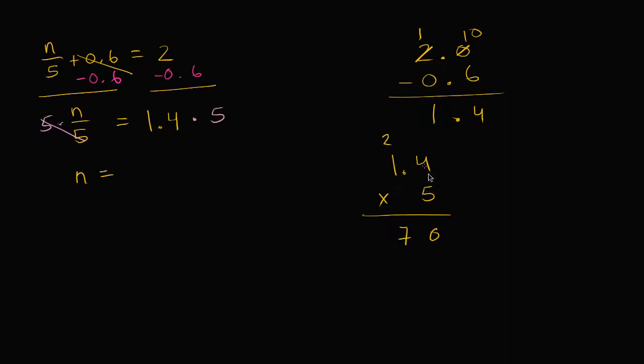And when I look at all the numbers that I'm multiplying, I have one digit to the right of the decimal point, so my answer will have one digit to the right of the decimal point. So it's 7.0, or just 7. n is equal to 7. And you can verify that this works because 7 divided by 5 is going to be equal to 1.4, plus 0.6 is equal to 2.